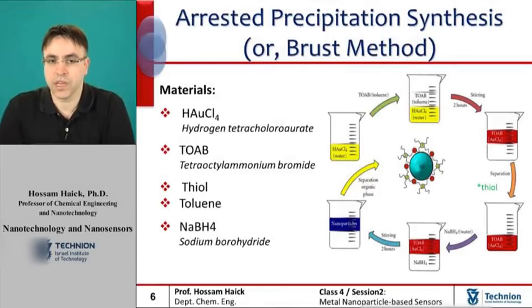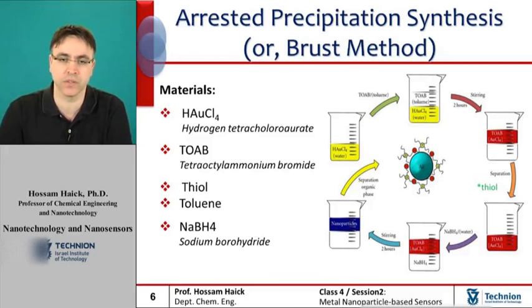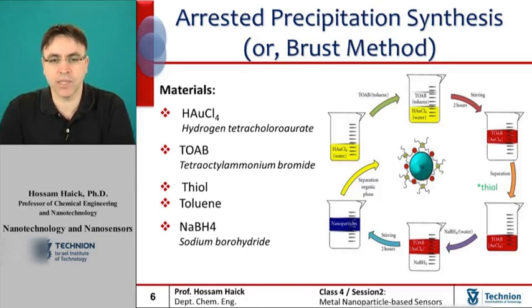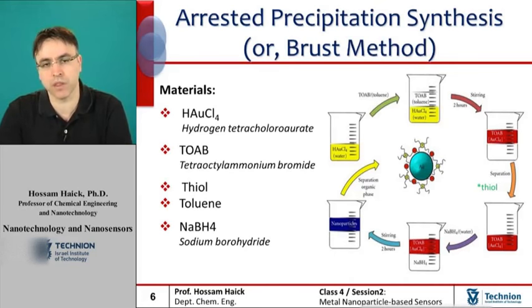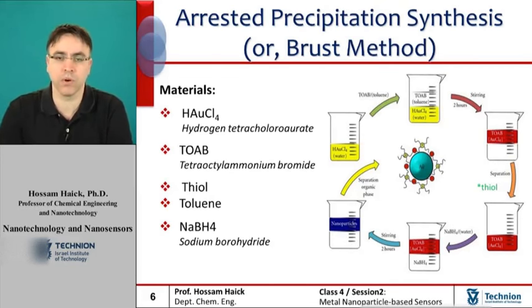So far, the chemical route for nanoparticle synthesis in the last few slides is suitable for the formation of bare nanoparticles, or nanoparticles without any organic ligands on their surface. For the formation of metal nanoparticles that are encapsulated with organic ligands, it is common to use the precipitation method, or the so-called Brust method.